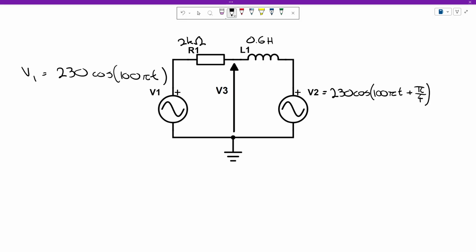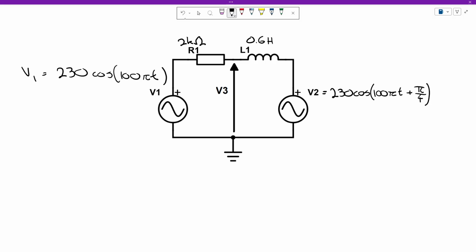As we want to find V3, we have two options. We can find L1 and V2 and add them together, or we can find R1 and V1. I'm going to pick R1 and V1 because V1 has no phase difference, and we're comparing to V1.